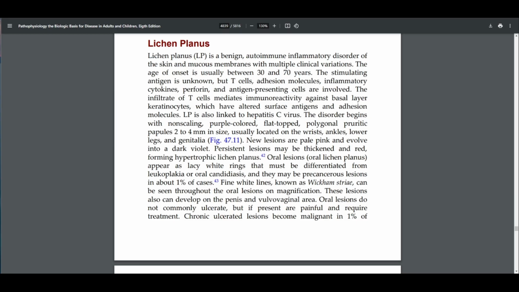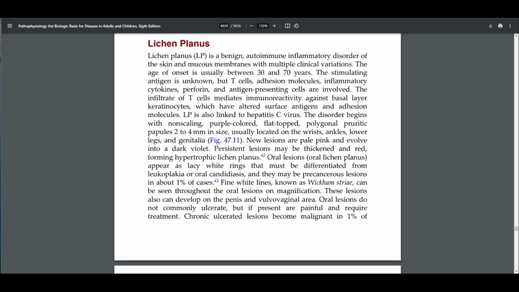The infiltrate of T cells mediates immunoreactivity against basal layer keratinocytes, which have altered surface antigens and adhesion molecules. Lichen planus is also linked to hepatitis C virus.